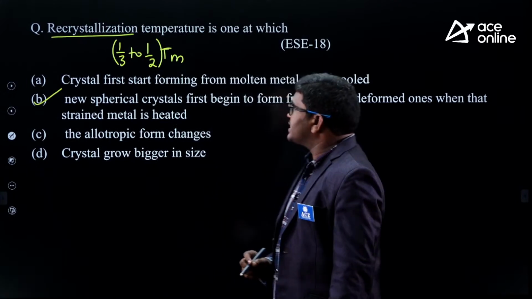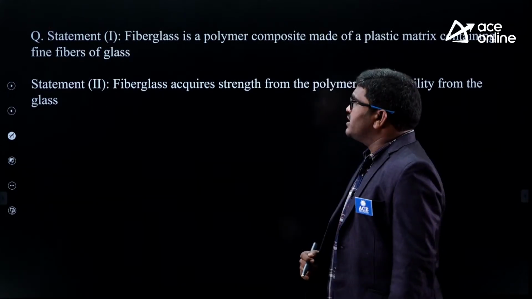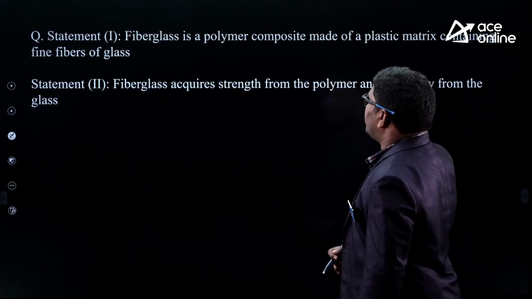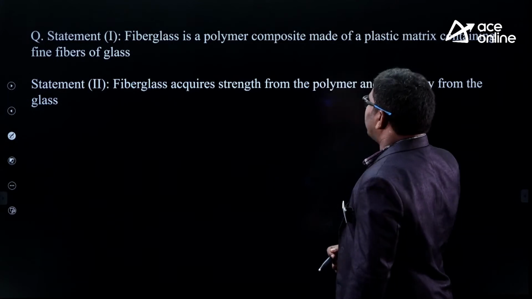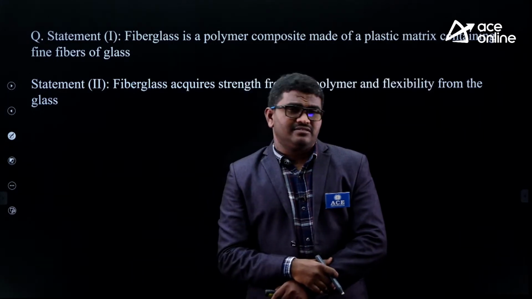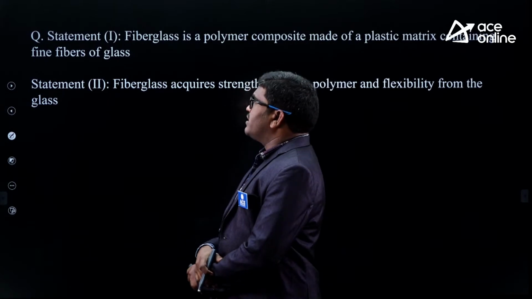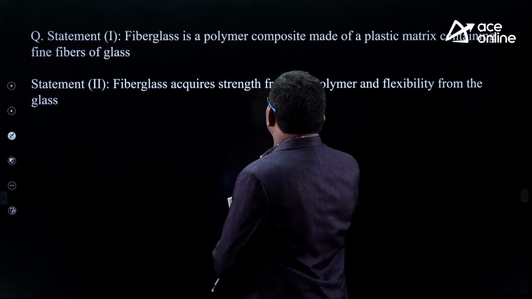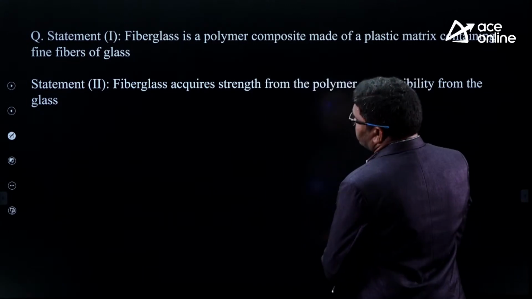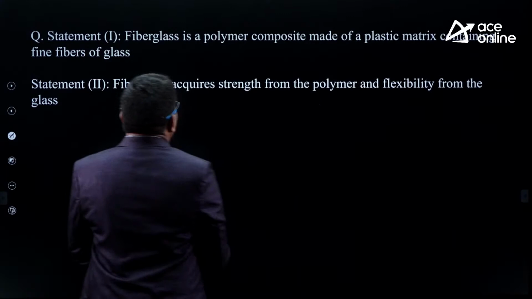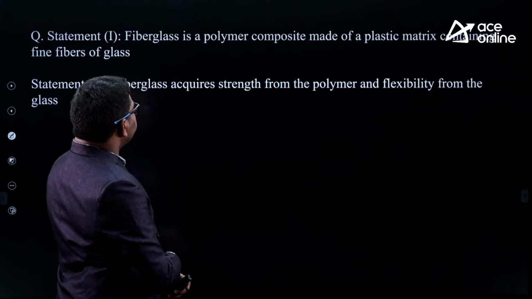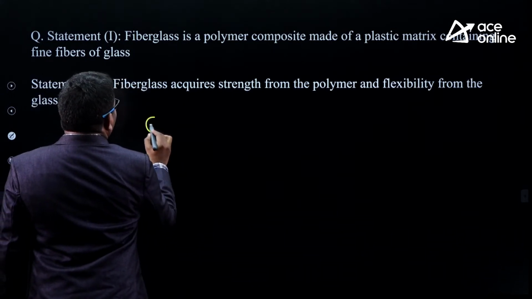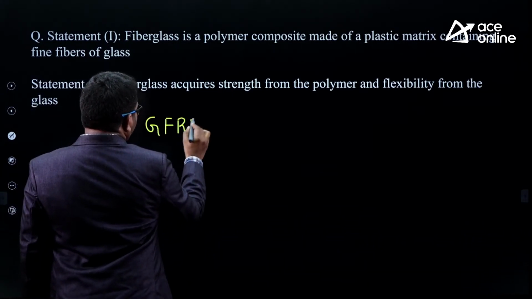Remember. Next, the final question, let us see here. Statement 1: fiberglass is a polymer composite made of a plastic matrix containing fine fiberglass. Yes, that is correct. Next, statement 2: fiberglass acquires strength from the polymer and flexibility from the glass. Fiberglass is actually a composite material. It is actually a glass fiber reinforced polymer.